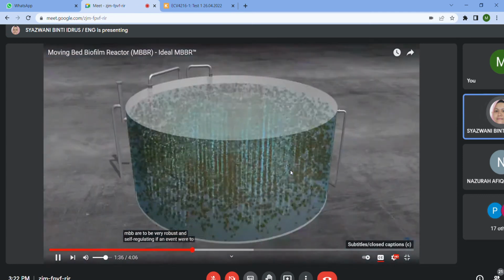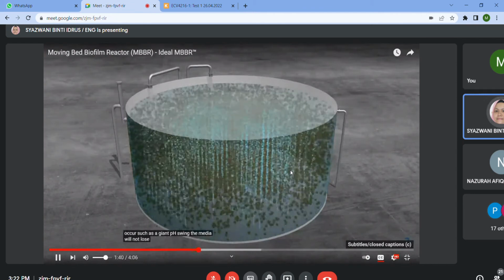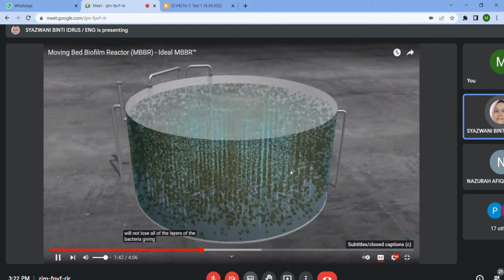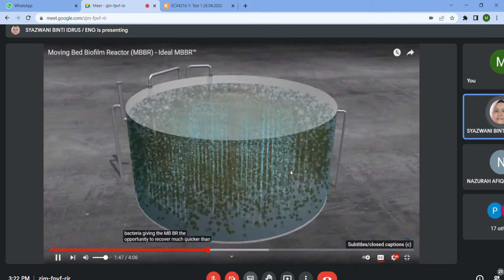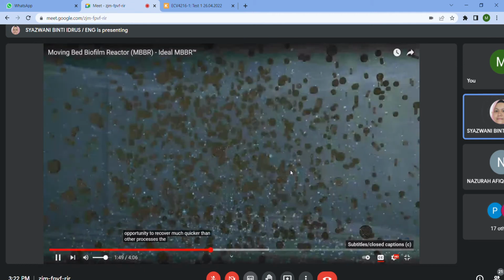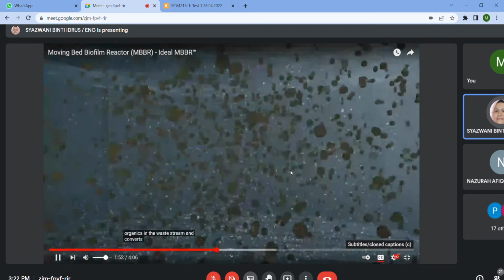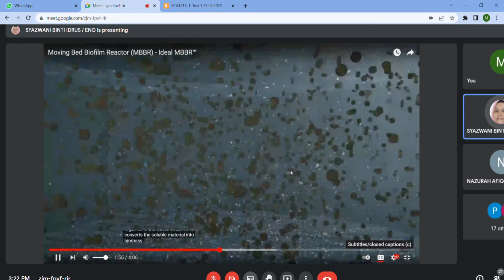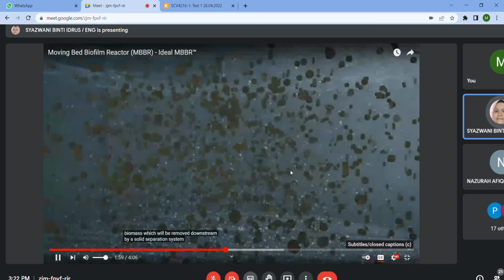If an event were to occur, such as a giant pH swing, the media will not lose all of the layers of the bacteria, giving the MBBR the opportunity to recover much quicker than other processes. The bacteria digests the organics in the waste stream and converts the soluble material into biomass, which will be removed downstream by a solid separation system.